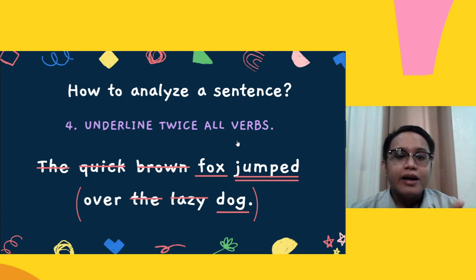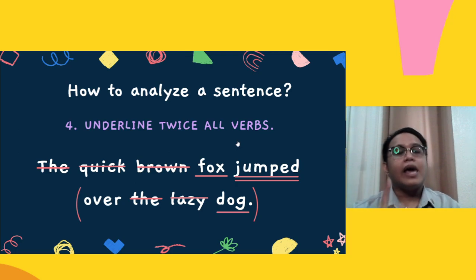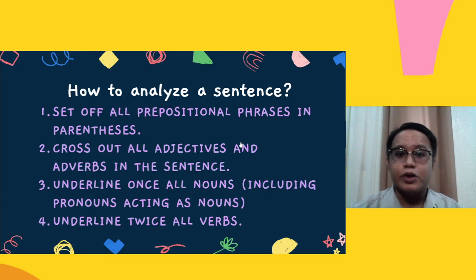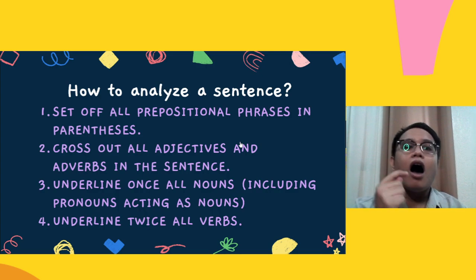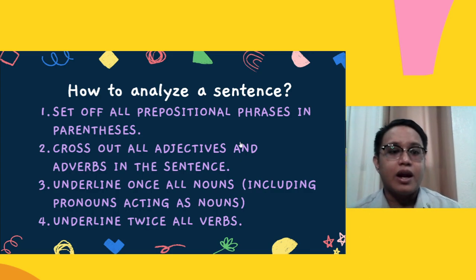And there you have it. If your answer is like this, you will already have the correct answer. Let's review all 4 steps in analyzing a sentence. Number 1, set off all prepositional phrases in parentheses. Number 2, cross out all adjectives and adverbs in the sentence. Number 3, underline once all nouns, including pronouns acting as nouns. For example, in she is beautiful, the she will be underlined once because it's a pronoun acting as a noun. And number 4, underline twice all verbs.